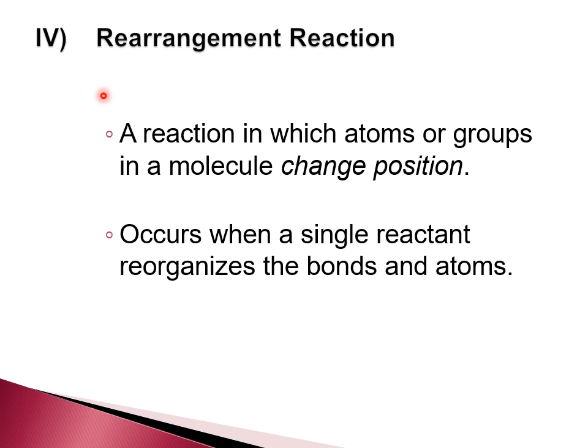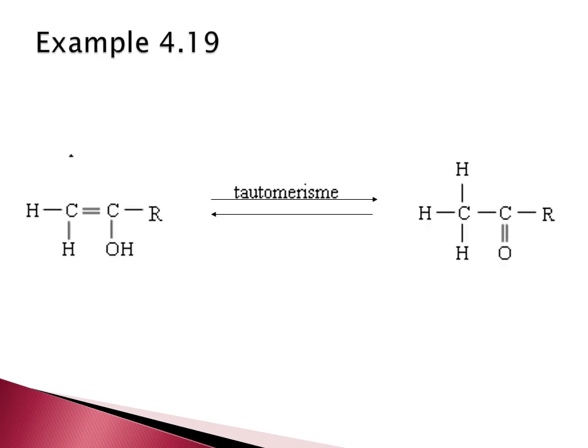Rearrangement reactions are more complicated. This is a reaction where atoms or groups change position, and it occurs in a single reactant perhaps, and it will reorganize the bonds and atoms. Tautomerism is an example of a rearrangement reaction.